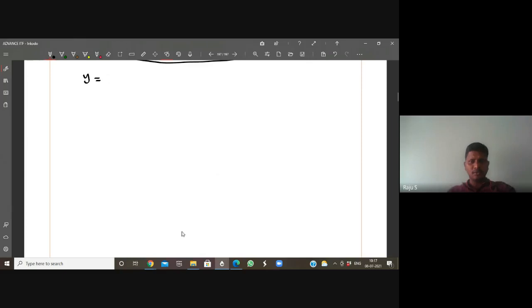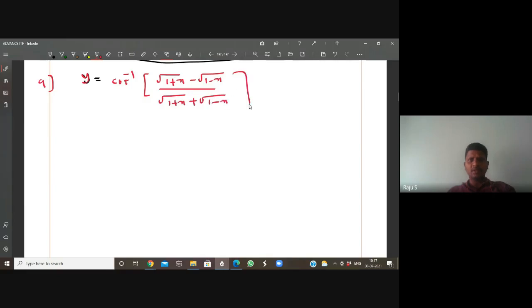Question number 9. I am considering y value as cot inverse of root over 1 plus x minus root over 1 minus x by root over 1 plus x plus root over 1 minus x. This differentiation we need to find. Okay, here cot inverse is there. Let us think about that cot inverse later. But see here, root 1 plus x is there, root 1 minus x is there. Is there any standard formula for 1 plus x or 1 minus x?